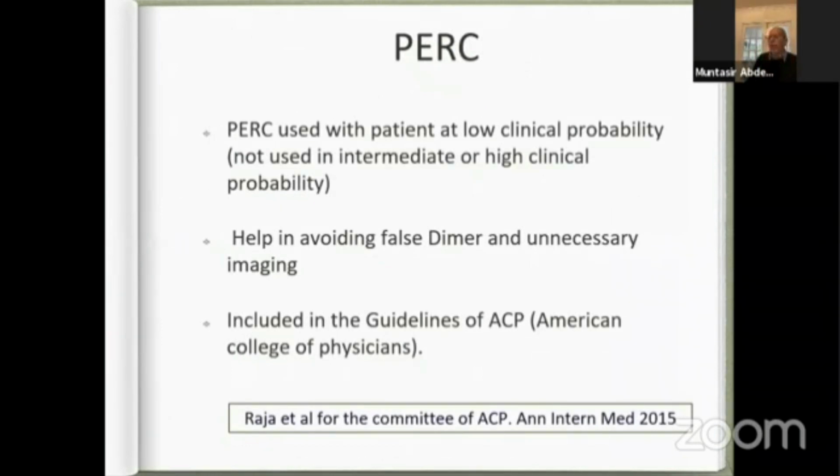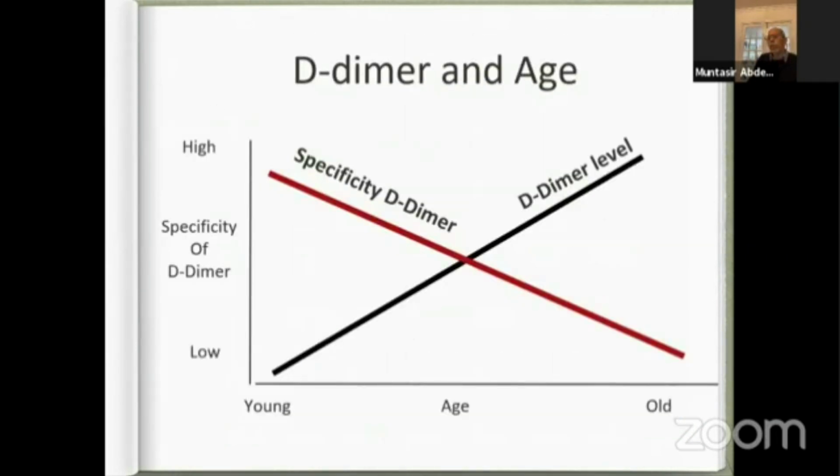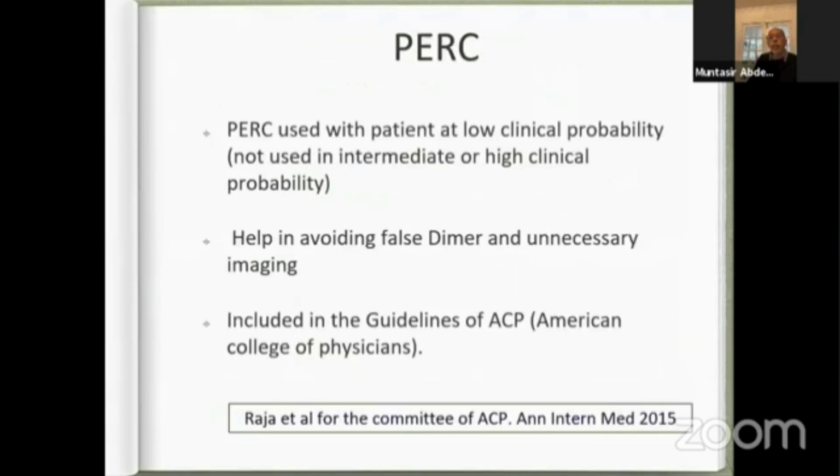So PERC criteria can be used to avoid imaging and to avoid doing D-dimer. However, you have to understand the limitations of PERC. One of the limitations of PERC is that they are not very good in evaluating people with pleuritic chest pain. Actually, pleuritic chest pain was not included in the criteria.